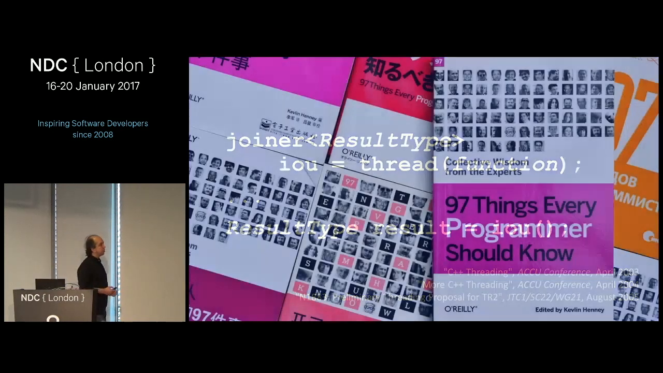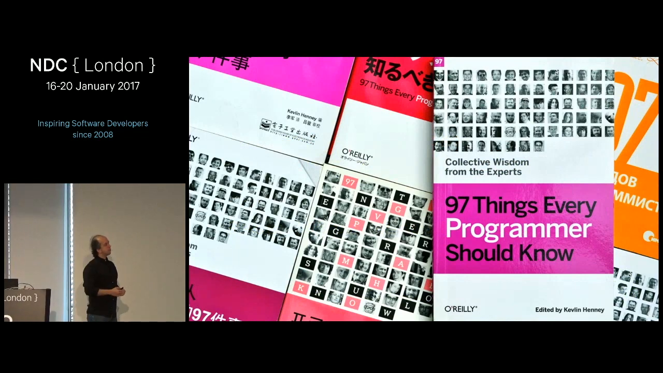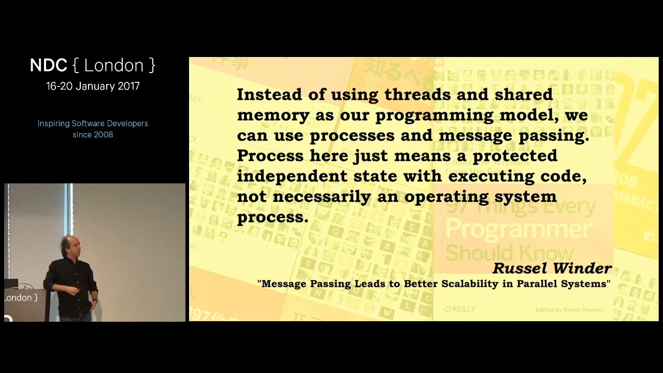But if we go beyond the future, which sounds very dramatic, if we go beyond the future, I want to pick up on this general observation from Russell Winder. Instead of using threads and shared memory as our programming model, we can use processes and message passing. Process here just means a protected independent state with executing code, not necessarily an OS process.